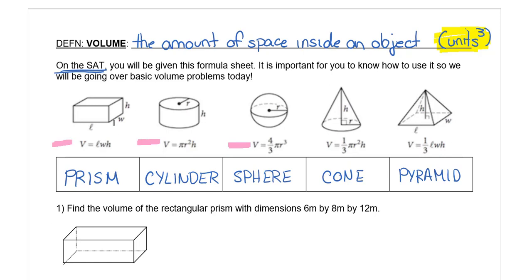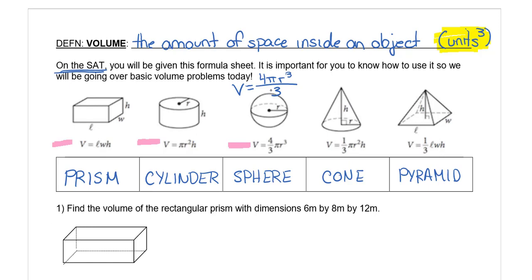So length times width times height, that is the volume of a prism. A cylinder is pi r squared, which is the area of the circle, times that height. And then our sphere is 4/3 pi r cubed. Make sure you notice that cubed. If we want to write it as one big fraction, 4 pi r cubed all over 3, feel free to do that as well. Sometimes it makes it a little bit easier. It's kind of just personal preference.